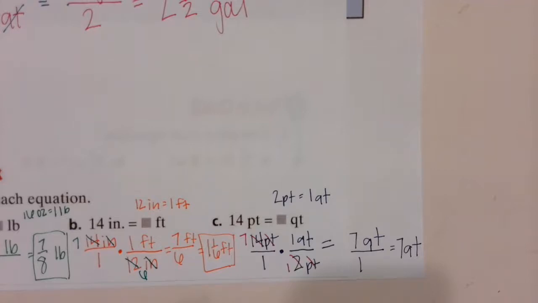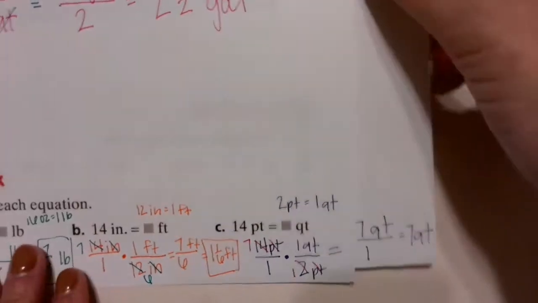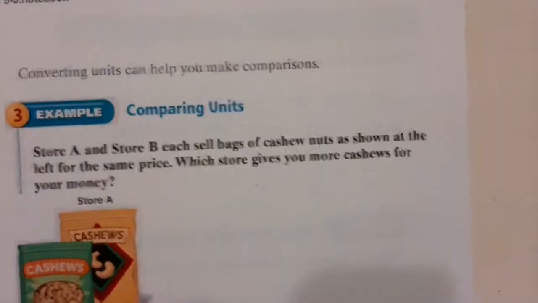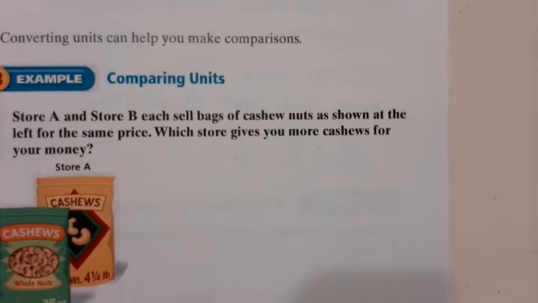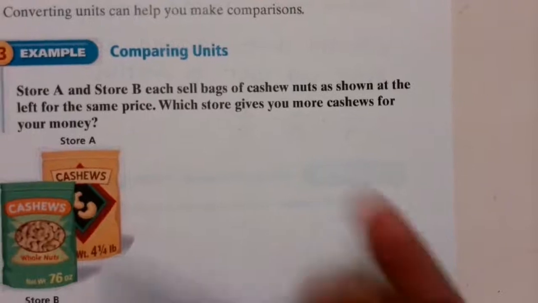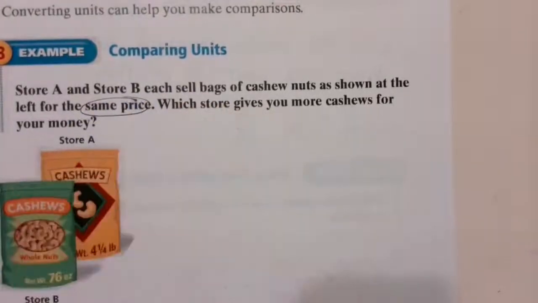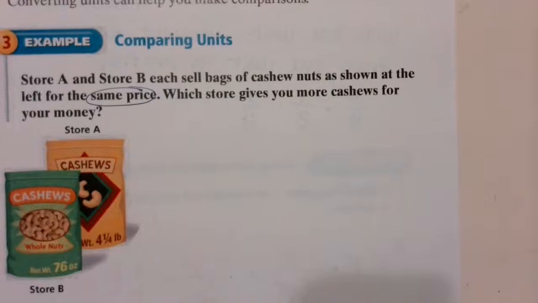Let's look at a question where we need to compare some items because they are in different units, but we need to see what would be the better buy for this situation. So the question says, Store A and Store B each sell bags of cashew nuts as shown at the left for the same price. So the same price, that's super important. Which store gives you more cashews for your money?